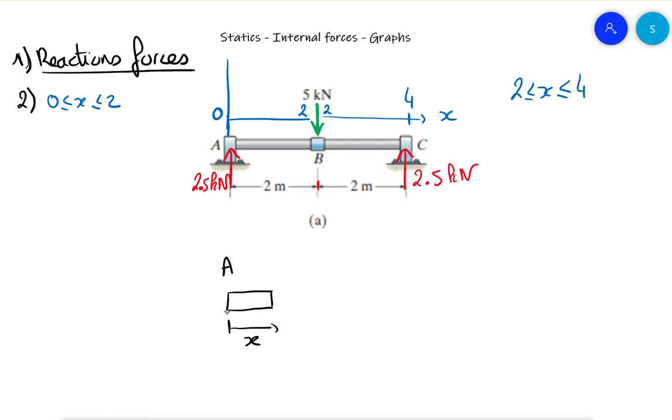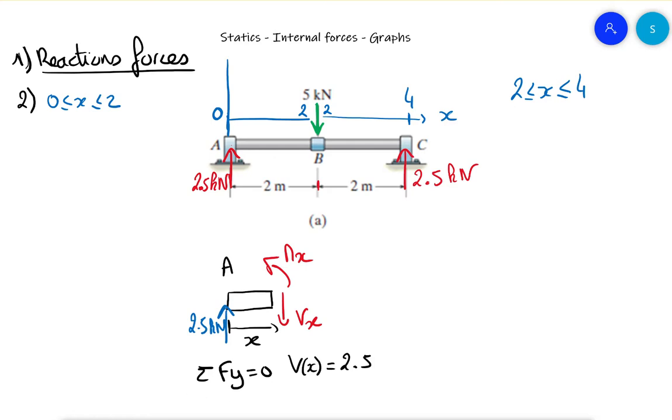And the only force that we know is 2.5 kilonewton. Now we will solve for the shearing force V at x, the moment at x, and the normal force at x. We know that it's 0. We will not draw the graph there. If we do the sum of the forces on y, it's equal to 0. What we find is that V of x is equal to 2.5. So it's a constant.